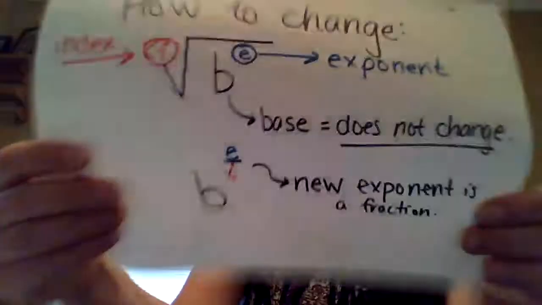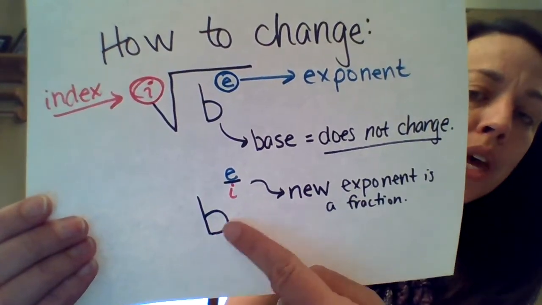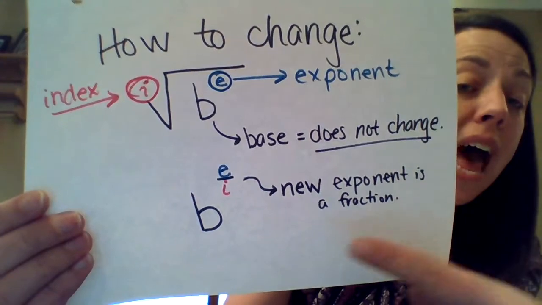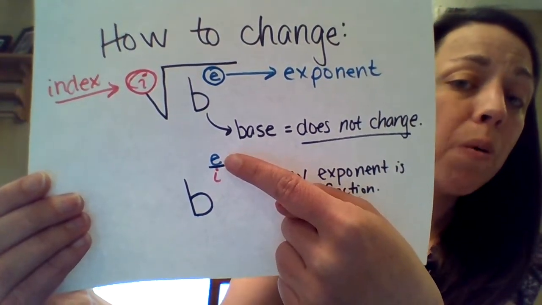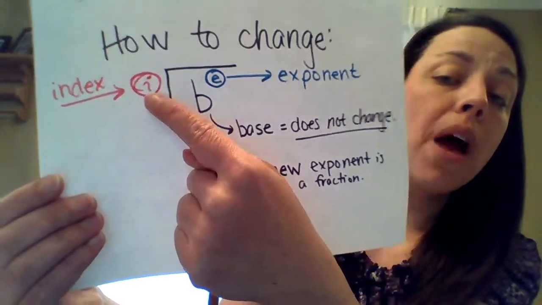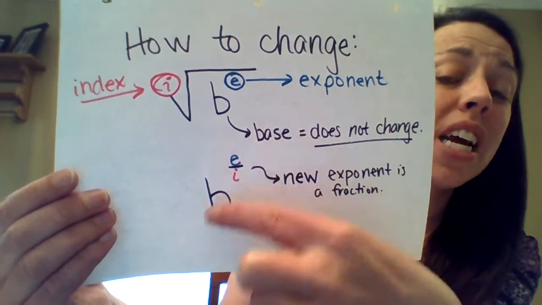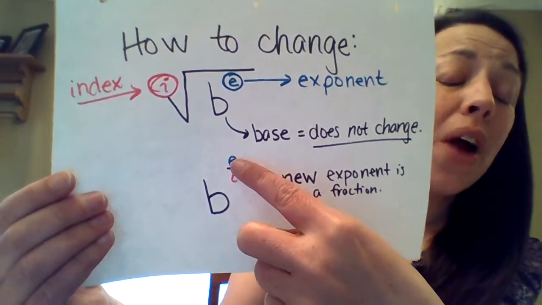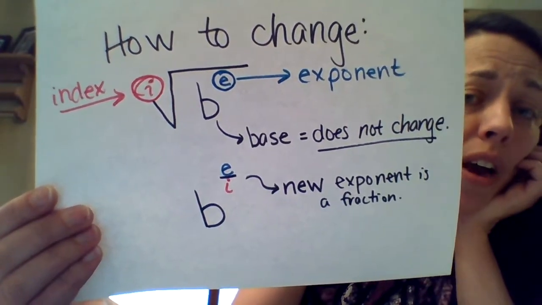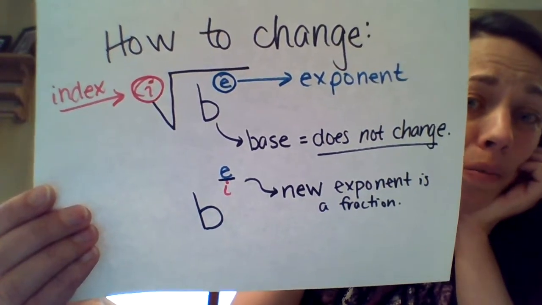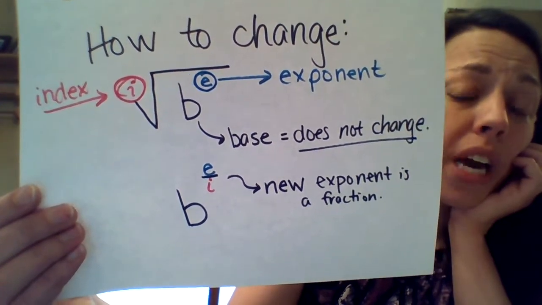Here is how you change it, and I color-coded this just to help out. The base stays the same, but you get a new exponent that happens to be a fraction. The fraction is going to keep the exponent in the numerator, and you write the index in the denominator. So it's really weird. Our answer is going to have a base, but then our exponent is going to be a fraction. This right here is very, very important to write down. So pause my video and take as long as you need to make sure that you get this written down.